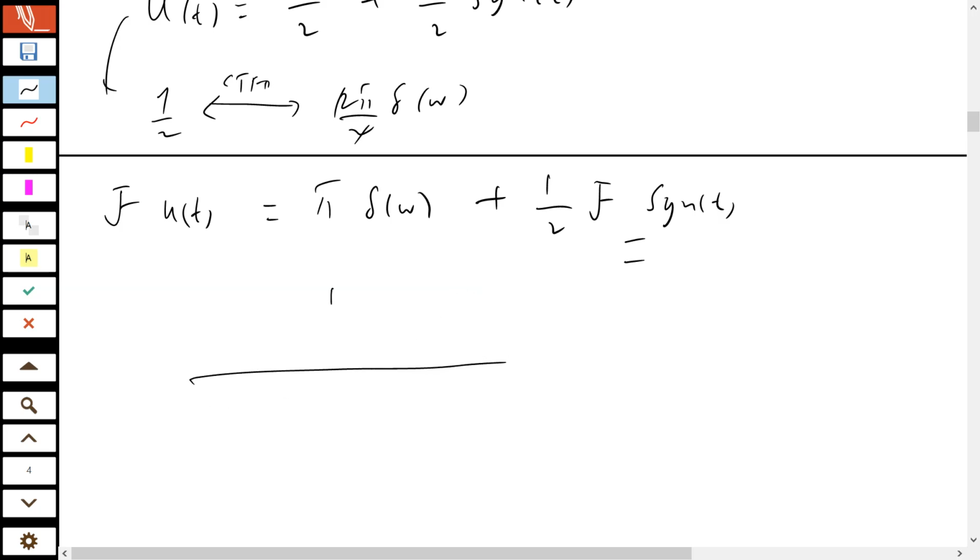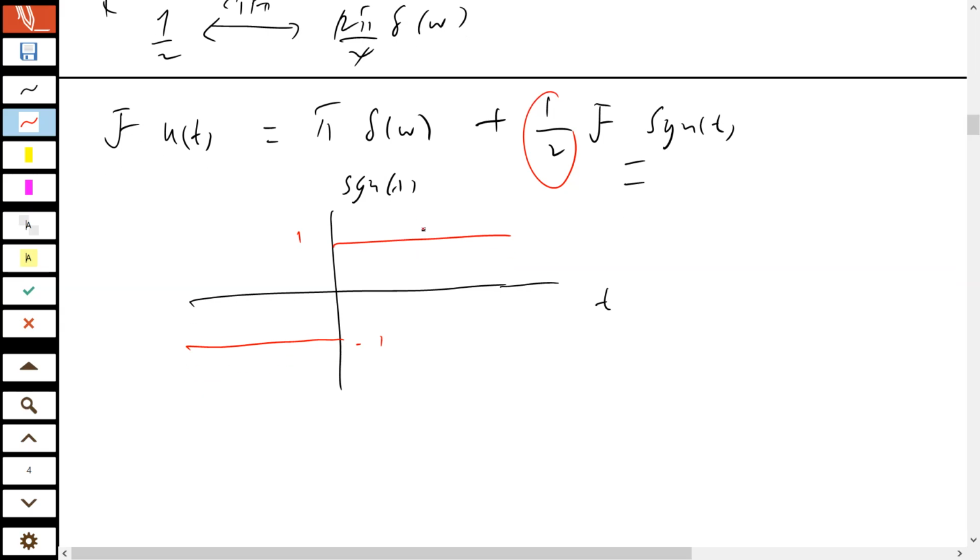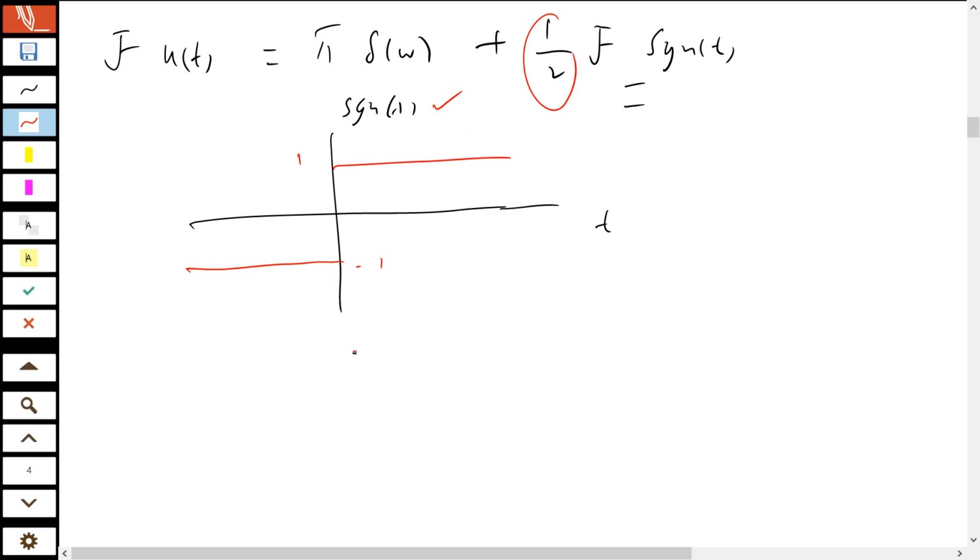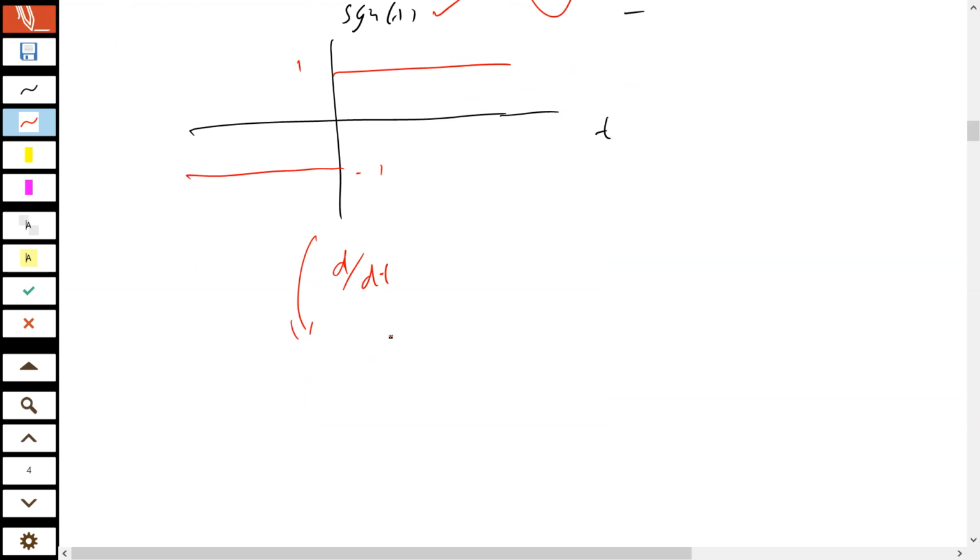So I can give you a very quick way. This is signum, this is time, and this is signum of t. Let's plot it: 1, minus 1. This half we do later. Working out the transform of signum is not easy, but we try something else. Let's differentiate this, and let's see if we can get something.